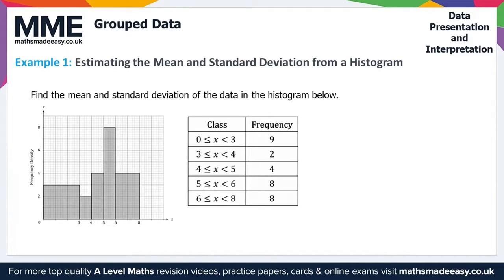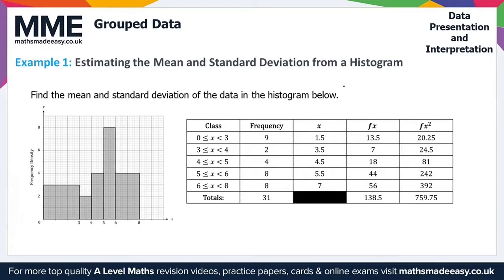The next step is to add columns for the midpoint of our class column. We also need fx and fx squared. If we do that, we get something that looks like this. Notice x here is our midpoint, the midpoint of our class column, and fx is the frequency times x, and fx squared is x squared times the frequency.